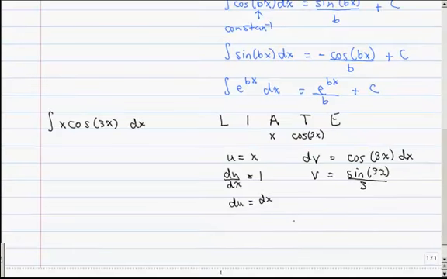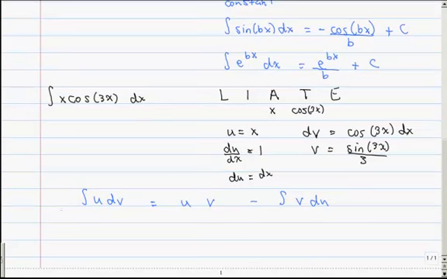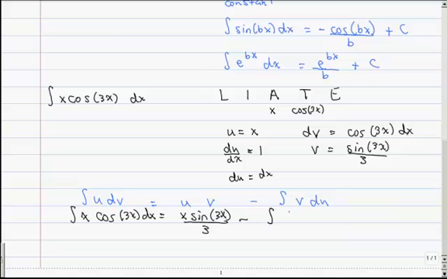Okay. Now, if we apply the integration by parts formula, all right, which says the integral of u dv is equal to uv minus the integral of v du, then this integral of x times cosine of 3x dx becomes u times v, which will be x sine of 3x divided by 3 minus the integral of sine of 3x over 3 dx.